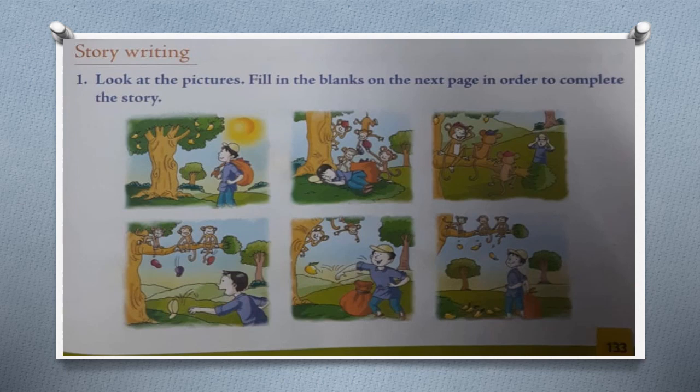So children, let's write a story. Look at the pictures. Fill in the blanks on the next page in order to complete the story. So see children, see these pictures and try to fill the story in the blanks. Try to complete the story. It's a story of a cap seller. So see these pictures. In this picture, a cap seller is selling caps and a troop of monkeys is there. So children, let's write this story.